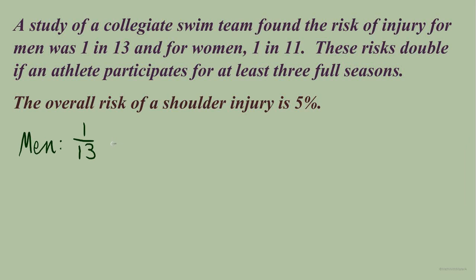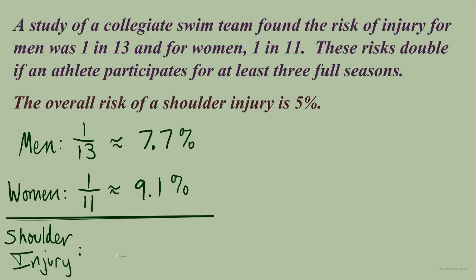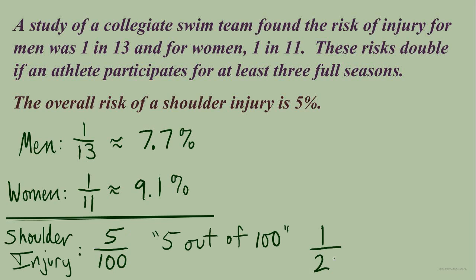Men have a 1 in 13 risk, which is about 7.7%. The risk for women is 1 in 11, about 9.1%. We could take the 5% risk of a shoulder injury and represent that in a few different ways. We know 5% is 5 out of 100, and we could simplify that fraction. 5 out of 100 equals 1/20th. 1 out of every 20 swimmers will suffer a shoulder injury.